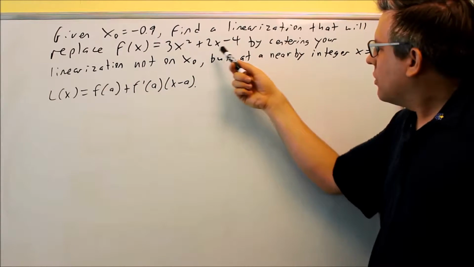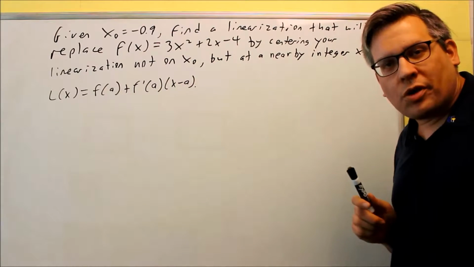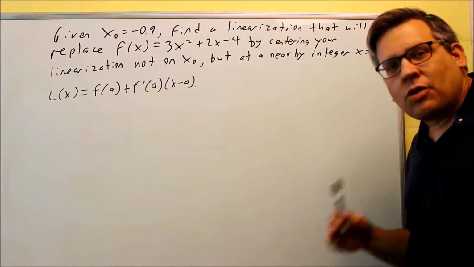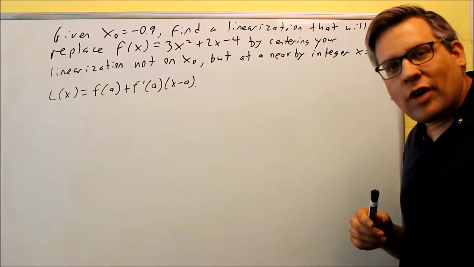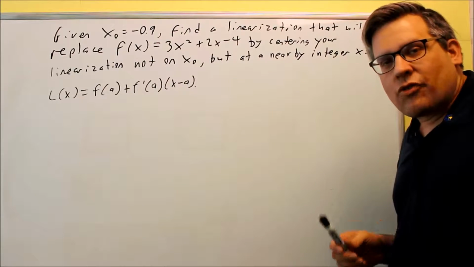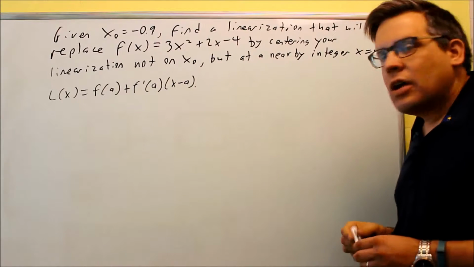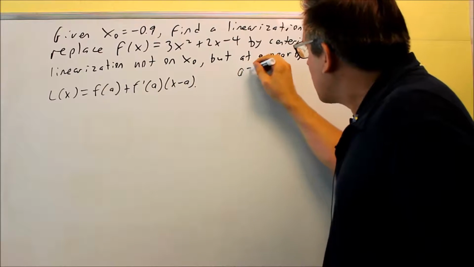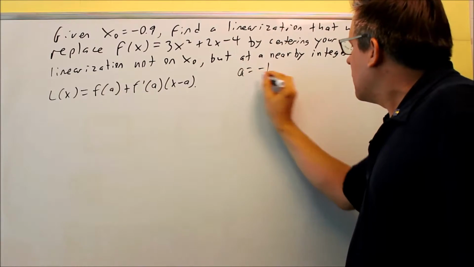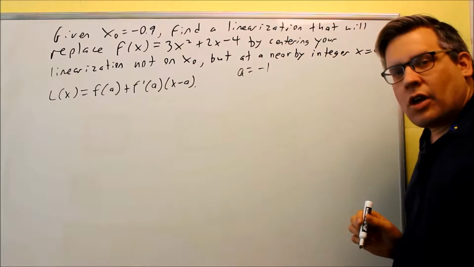Here's our function. But they want you to center your linearization not on the decimal, but on a nearby integer. That will make the derivative and the function easier to evaluate, because we're using integers instead of decimals. So the first thing you want to do on these kinds of problems is pick an integer that's closest to negative 0.9. In this one I'm going to let a equal negative 1. So a is negative 1, which makes it easier to evaluate than using the decimal.